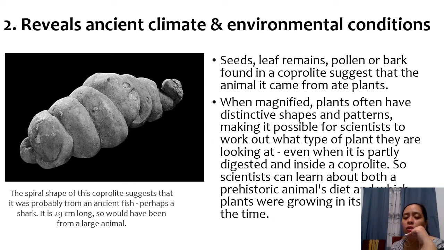Ganun. So, when magnified, itong mga coprolites na to, plants often have distinctive shapes and patterns, making it possible for scientists to work out what type of plant they are looking at, even when it is partly digested and inside a coprolite. So, scientists can learn about both a prehistoric animal's diet and which plants were growing in its environment during this time. So, ganun siya kagaling. Eh, ang laki-laki naman nung poop, imagine, isang ruler. Siguro naman ay maraming informations na makukuha dyan. Malalaking bits din siguro yung mga halaman.